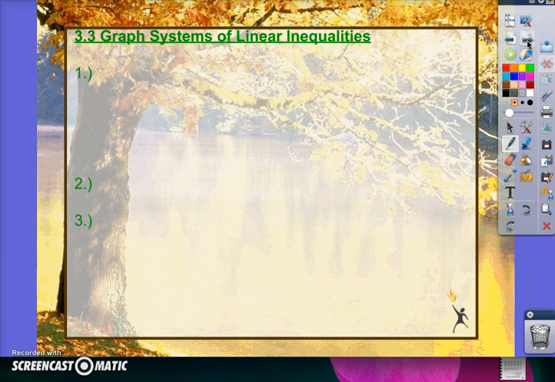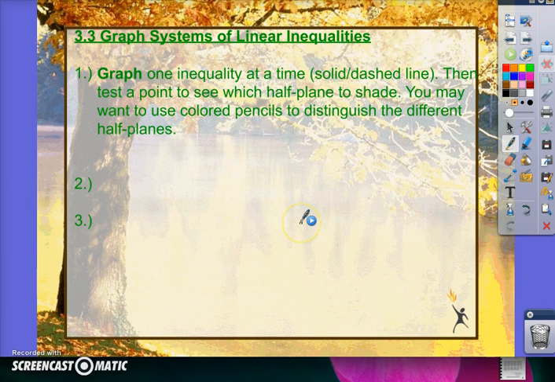Today we're doing 3.3, graphing systems of linear inequalities. So how do we graph them? It's a system, it's more than one line. So step one, graph one inequality at a time, solid or dashed line, and test a point to see which half plane to shade. You may want to use colored pencils to distinguish the different half planes.